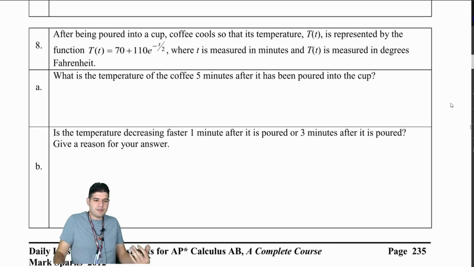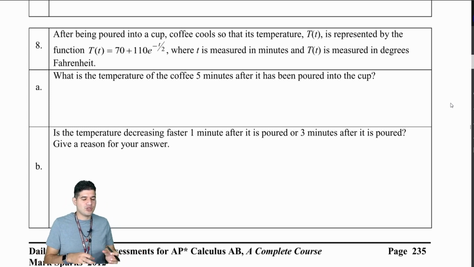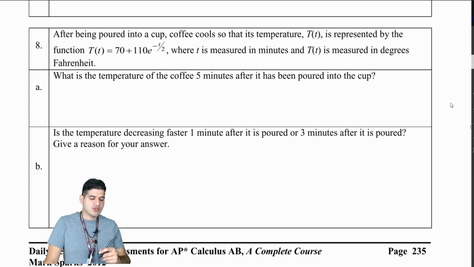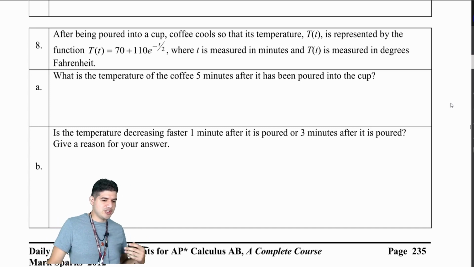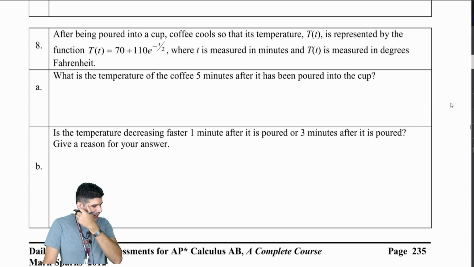So there are mathematical formulas to determine how cool it's going to be. So then you can start drinking it, getting that sip of coffee right at that perfect opportunity, okay? So if we're using this function, T of t is 70 plus 110 e to the negative t halves. t is measured in minutes and T of t is measured in degrees Fahrenheit. So what is the temperature of the coffee 5 minutes after it was poured into the cup?